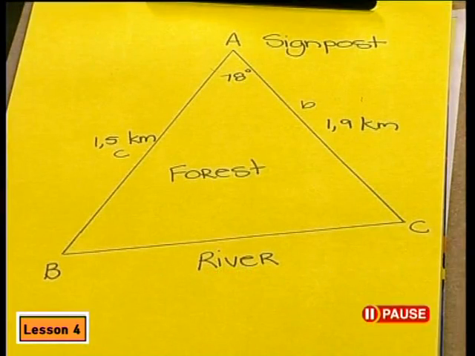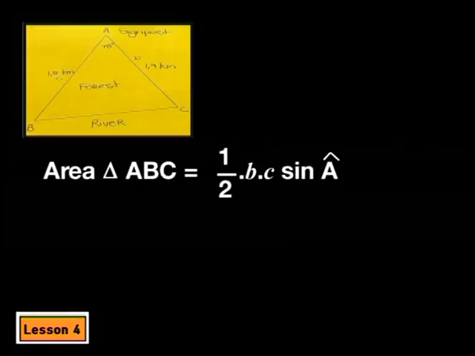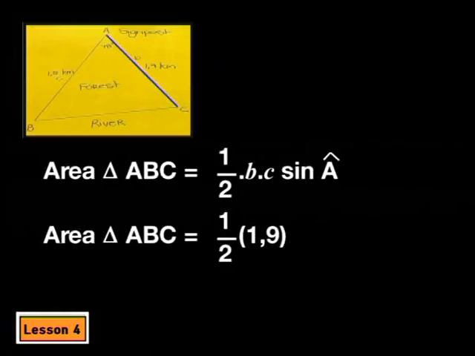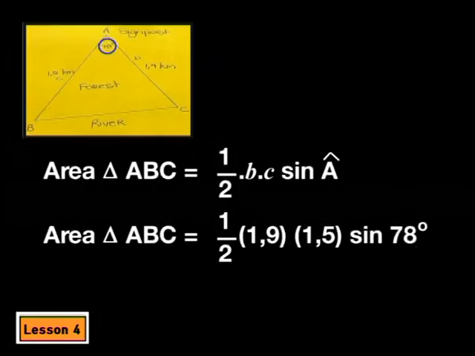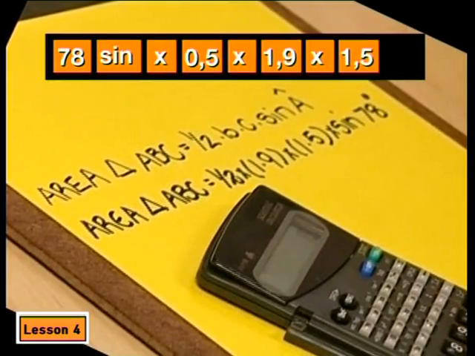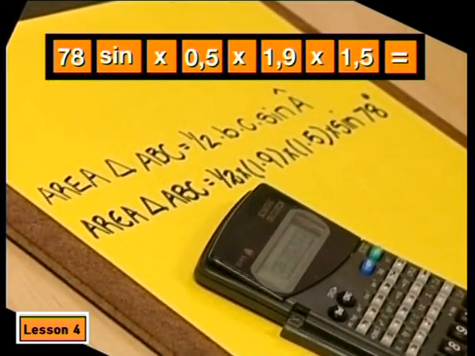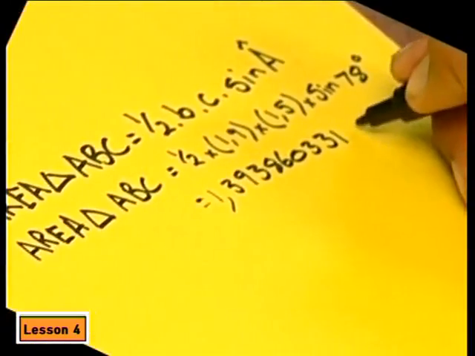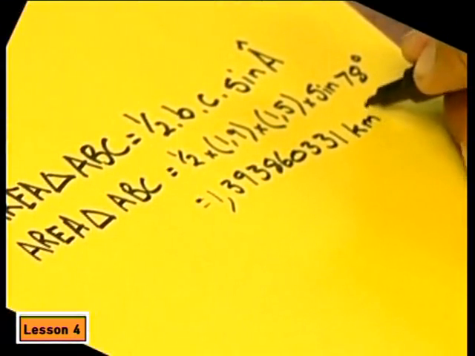Now let's see what values we can put into the formula, and if we can calculate the answer by using the formula. Okay, the formula says that the area will be half times b, that's 1.9 kilometers, times c, that's 1.5 kilometers, times the sine of 78 degrees. I'll start with sine of 78 degrees. Then times by 0.5 times 1.9 times 1.5 equals 1.39386. The values were in kilometers, so our answers here must be in square kilometers.